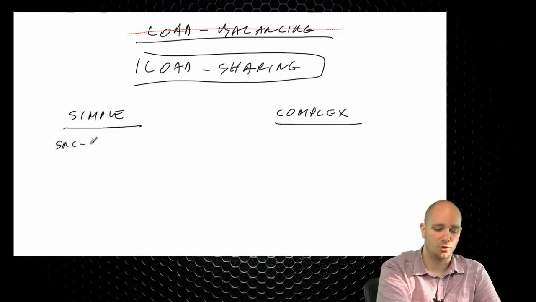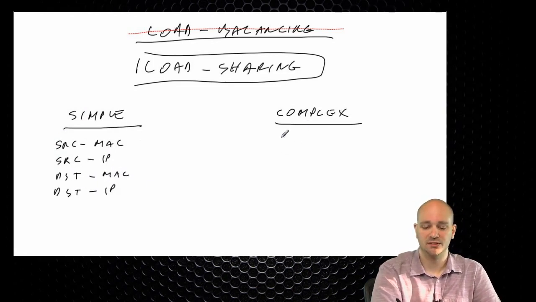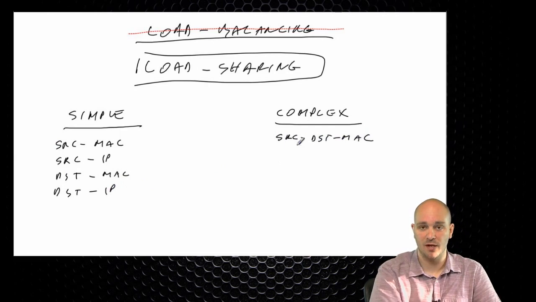These are the source MAC load balancing mechanism, source IP, destination MAC and destination IP. Now, more complex ones are source destination MAC, which take two pieces of information into account, the source and the destination address.